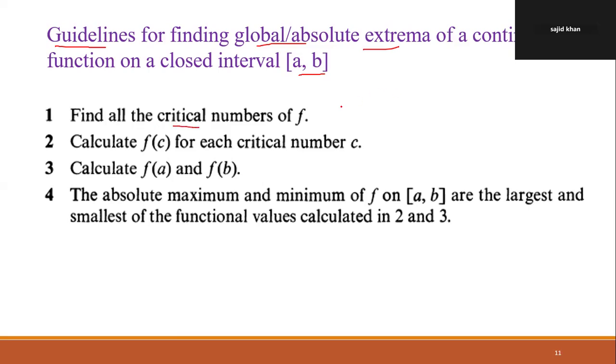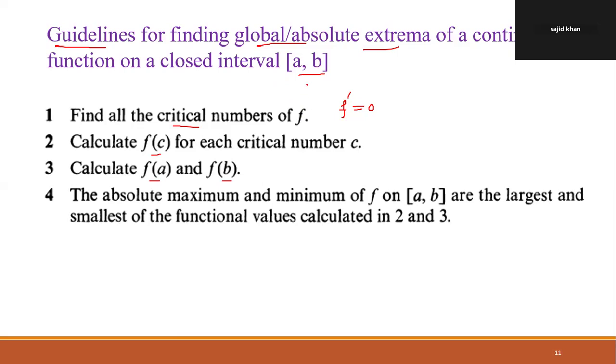And how to calculate critical numbers? Take the derivative of the given function and equate it to 0. When the derivative is equal to 0, you can easily identify the values where the derivative is equal to 0 or undefined. After that, calculate the function value at those numbers. And secondly, calculate the function value at the boundary points A and B.